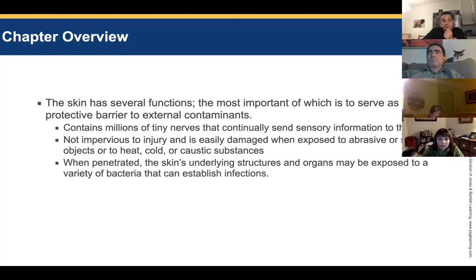Skin has several functions, most important of which is to serve as a protective barrier to external contaminants. It contains millions of tiny nerves sending sensory information to the brain, and it's easy to become injured. So even though it protects us, it's very easy to have cuts, lacerations, abrasions, all these other things that we're talking about.